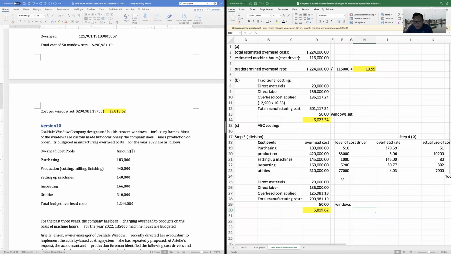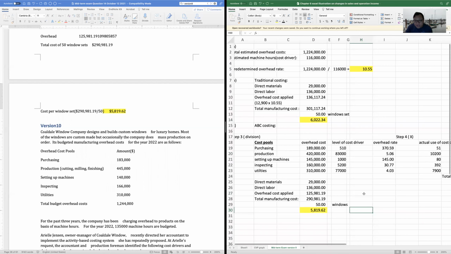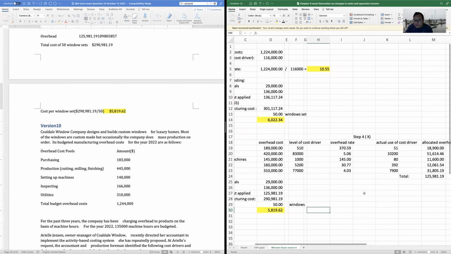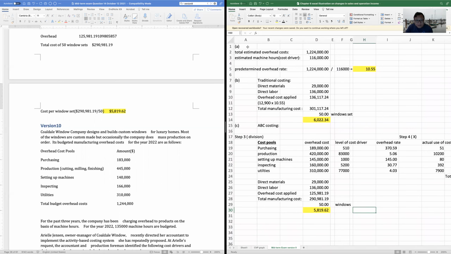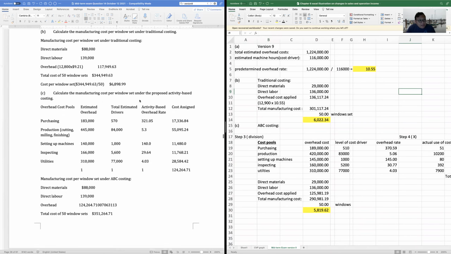As you can see, this is very similar to what you have practiced. So nothing really difficult or challenging. Okay, so this is just for version 9. I'm just using this as version 9. For the other versions, you're going to get similar results, right?